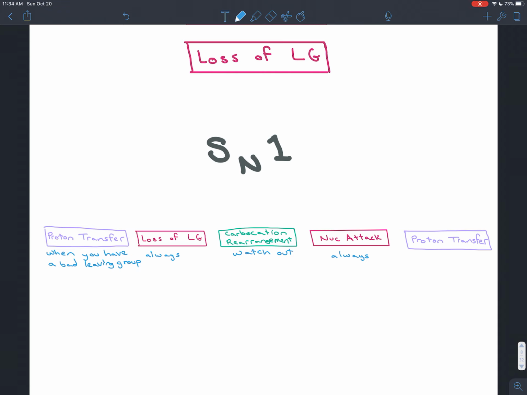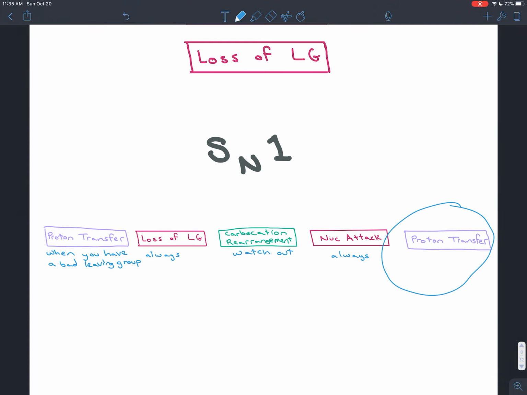But because you form a carbocation in an SN1 reaction, you could have carbocation rearrangements, so always watch out for those after the leaving group leaves. In addition to that, you may have a proton transfer at the very beginning of the mechanism. That's if you have a bad leaving group. That's what we talked about in exercise 718.